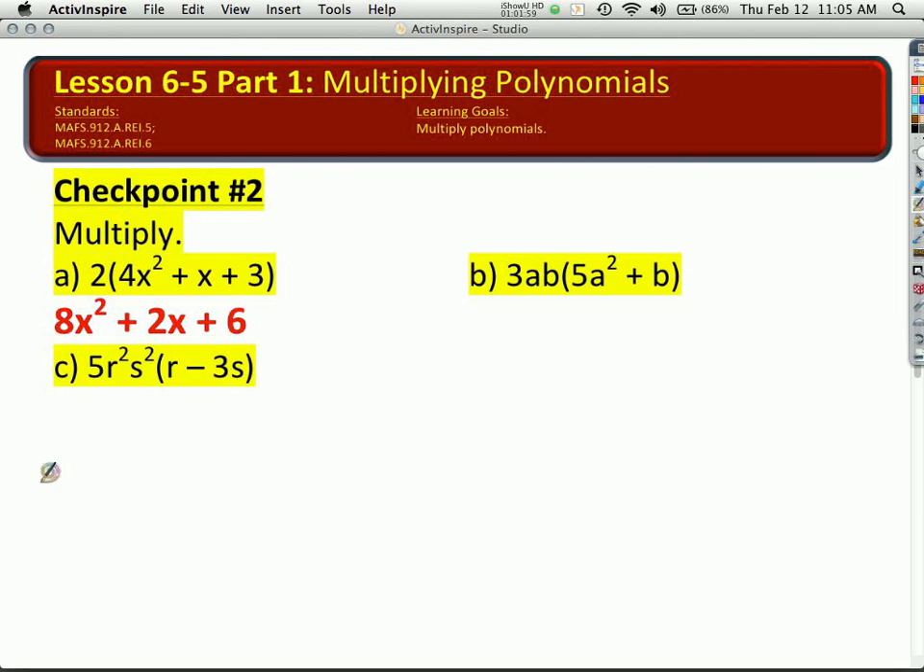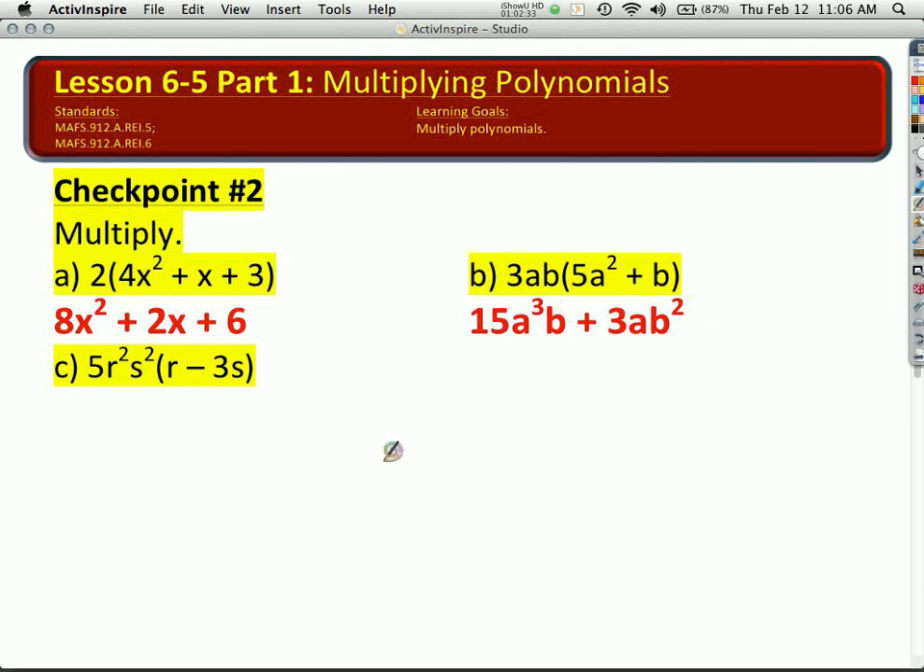Part B, I've got student number 14 and student number 5. Student number 14, what do you say? 15 times a cubed times b plus 3 times a times b squared. Okay, student number 5, what do you say? 15 times a to the third times b plus 3 times a times b to the second. I'm pretty sure that was the same thing, and that is correct.